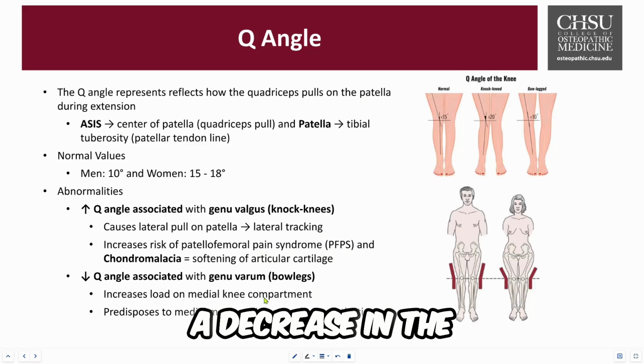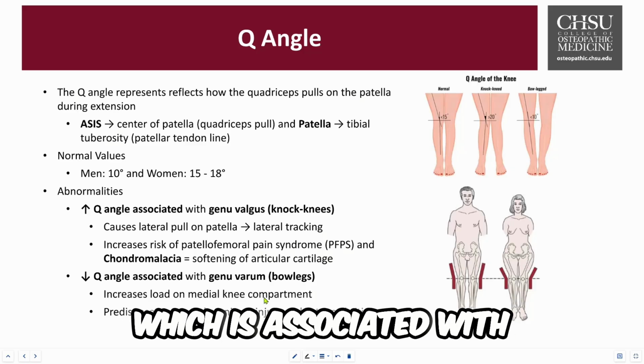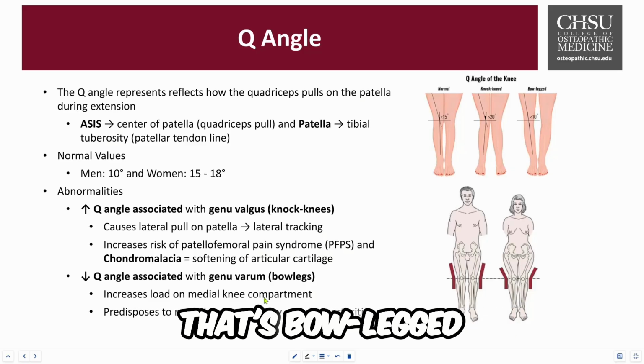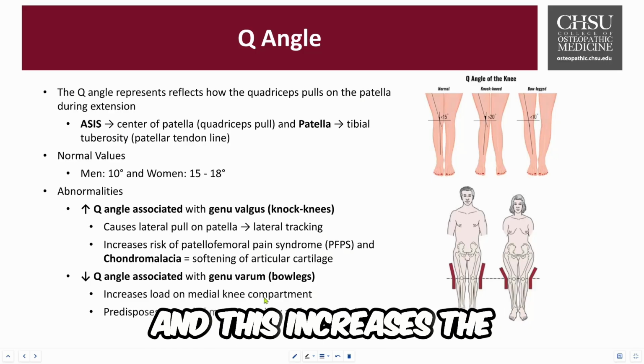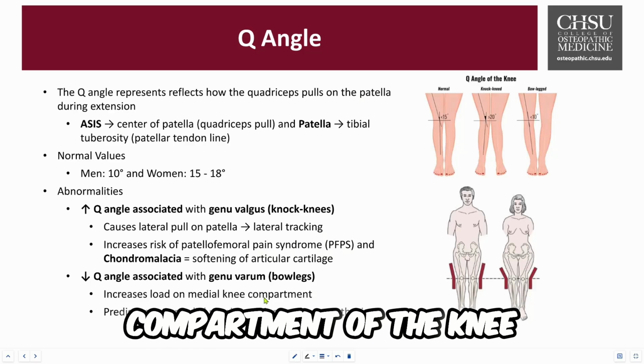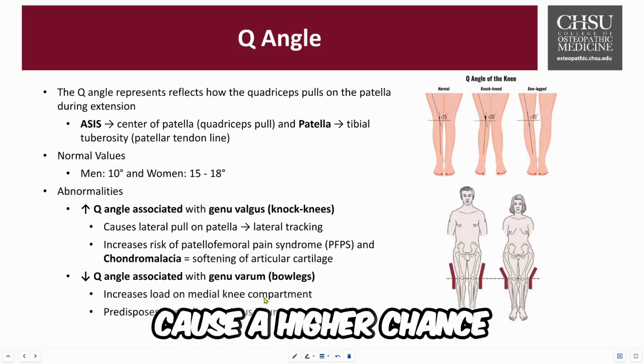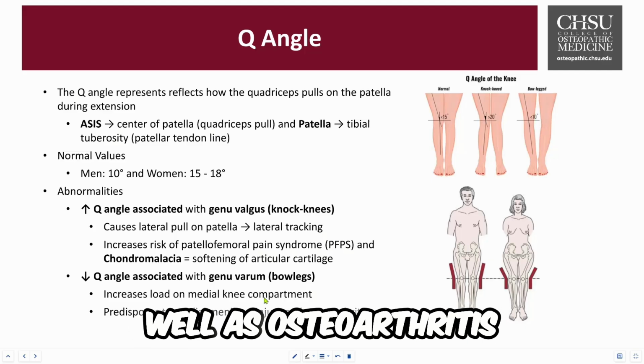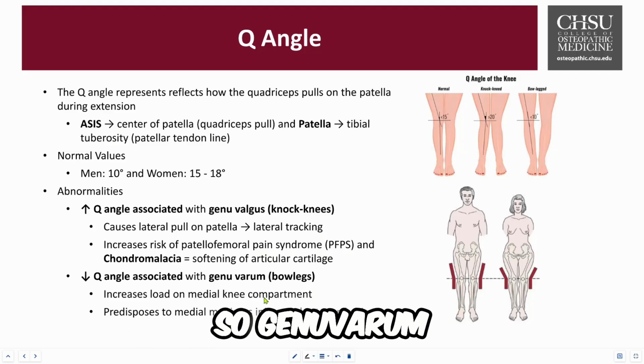Then we also have a decrease in the Q angle, which is associated with genu varum. That's bow-legged, so it opens up. And this increases the load on the medial compartment of the knee, and then it can cause a higher chance of meniscus injury as well as osteoarthritis. So genu varum, bow-legged. On the right, you can see the angle.